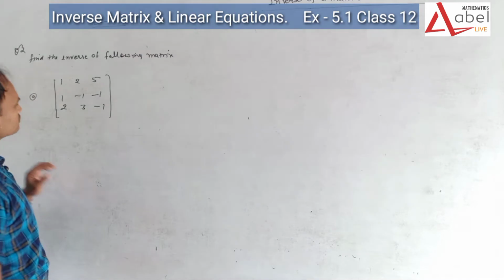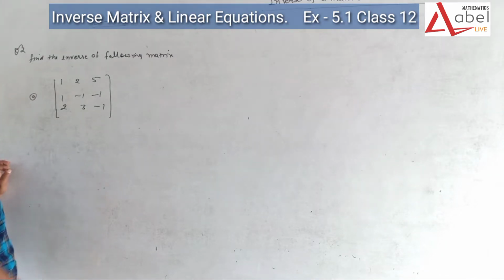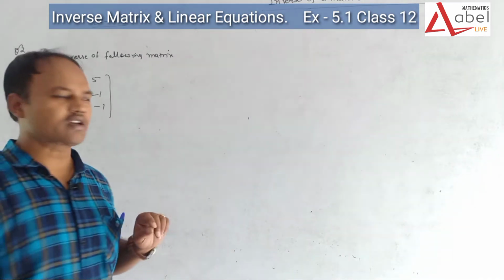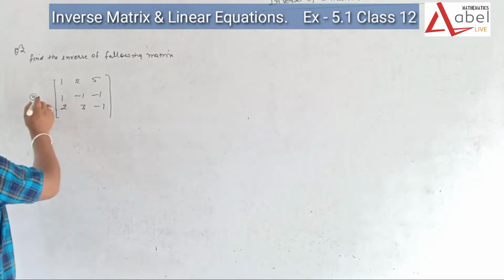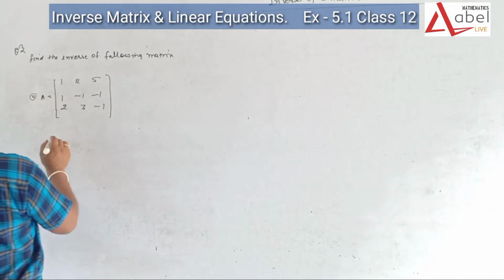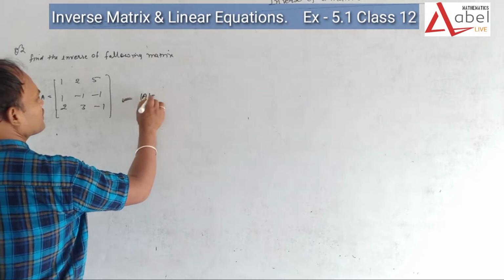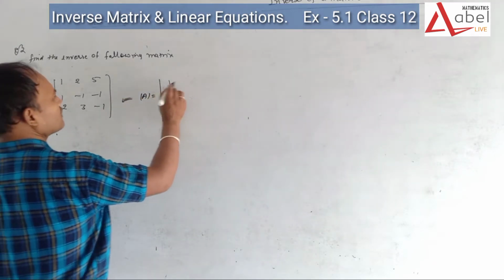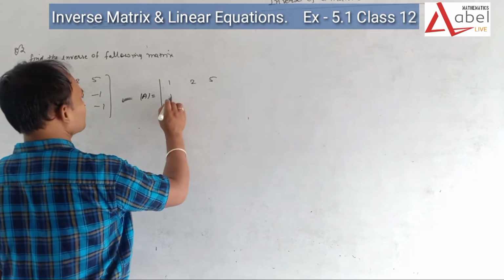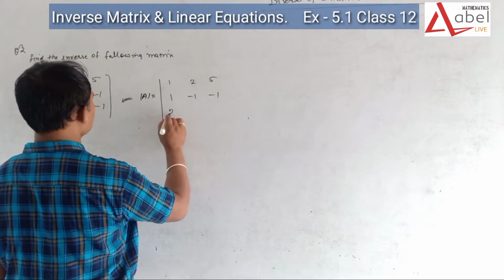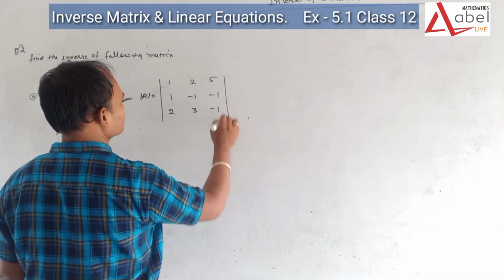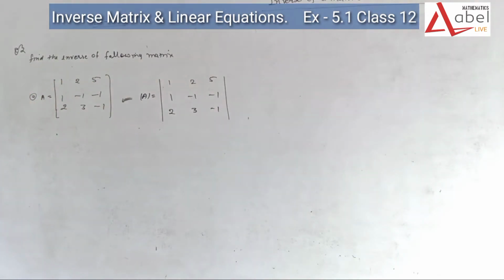Okay, so when we are going to find this, we have to remember that it is a matrix and we have to create a determinant. Now we are going to create a determinant, that is determinant of A, and determinant of A is 1, 2, 5; 1, minus 1, minus 1; 2, 3, minus 1. Now we are going to solve this determinant.